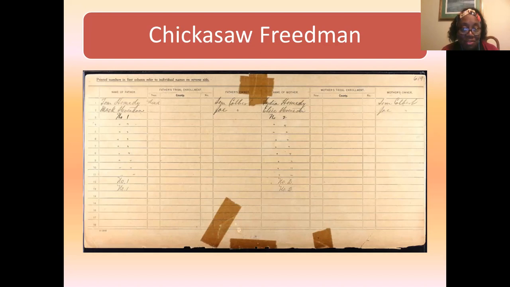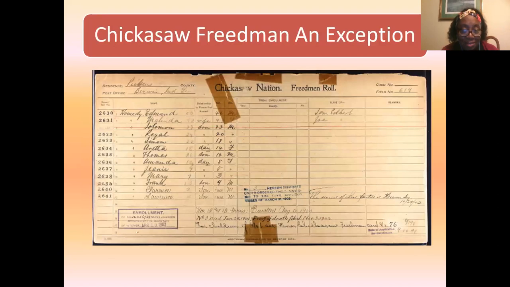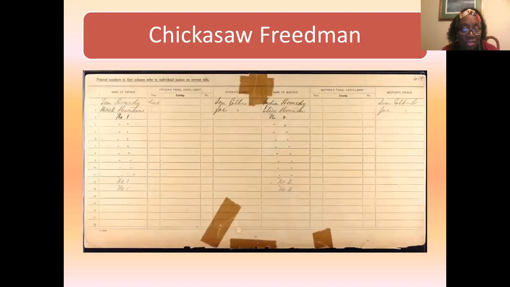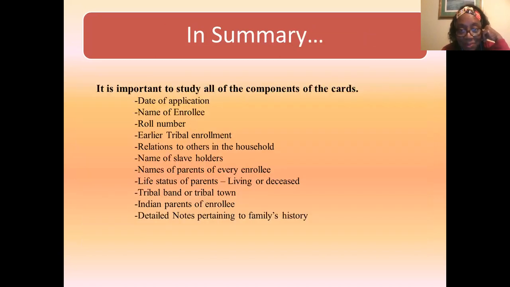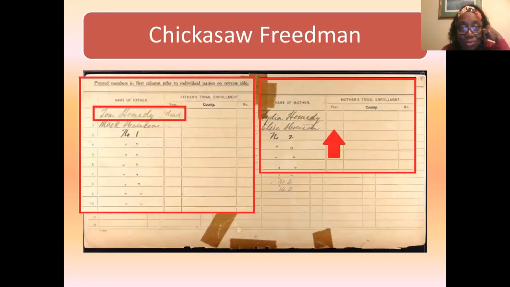So even though there might not be tribal enrollment, you find other information. It's always an exception when you see that one of the parents is still alive and you can find more information about her. Now, of course, as we look closely, Tom, her father, was deceased, but her mother was alive and well. And so you know to go and find the mother's card.